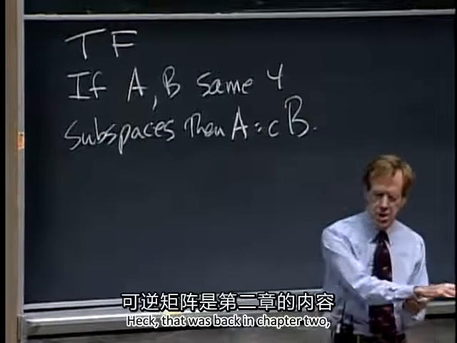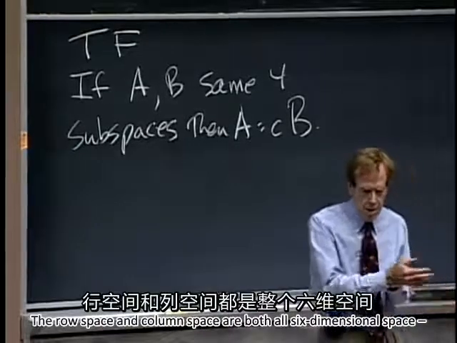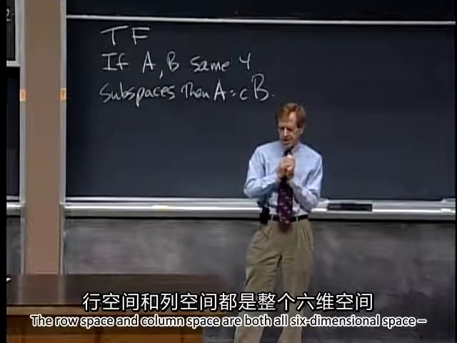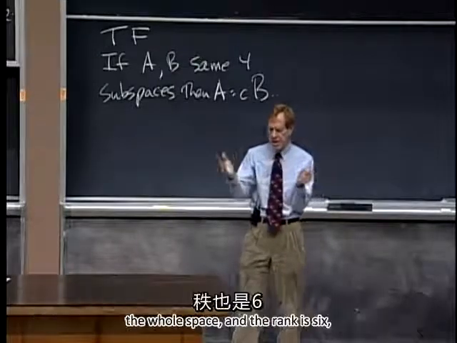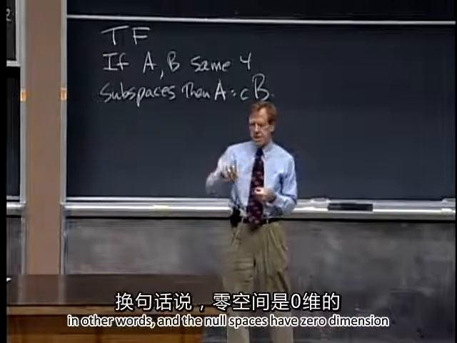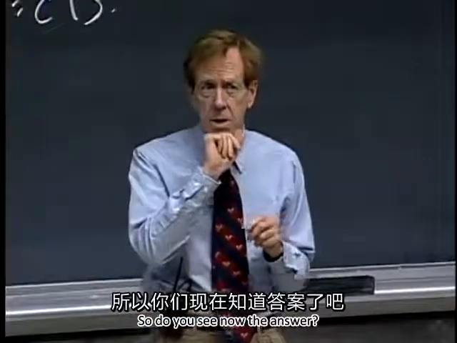Heck, that was back in chapter 2 when I didn't even know what subspaces were. The row space and column space are both all of 6-dimensional space, the whole space, and the rank is 6, in other words, and the null spaces have 0 dimension. So you see now the answer?